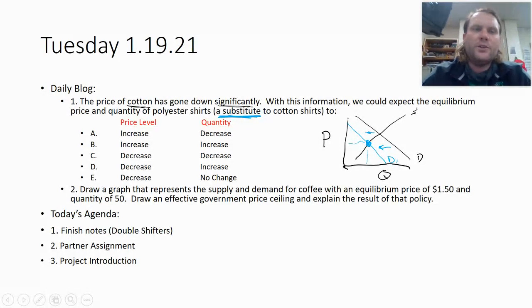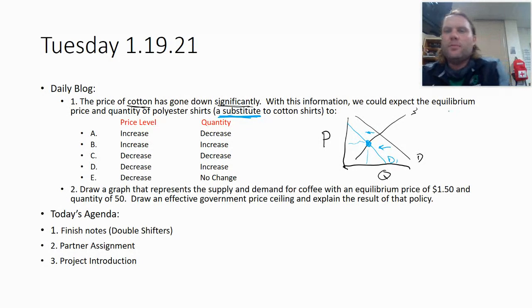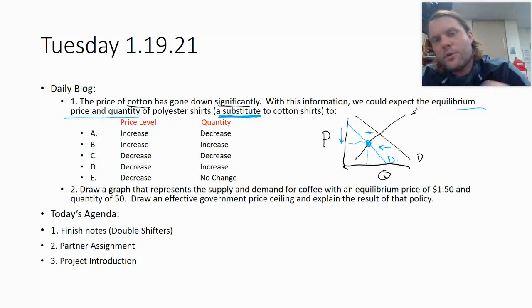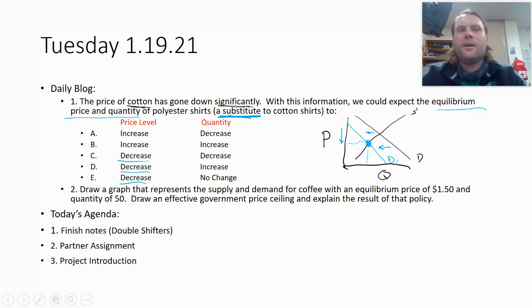The question asks you what that's going to do to the equilibrium price and quantity for polyester shirts. Well, this is why I draw the graph: I try to keep things straight. Anytime I have a decrease in demand, my price is going to go down. So now I've got price level: decrease, decrease, decrease. I've narrowed it down to three possible answers. What's going to happen to the equilibrium quantity? It's going to decrease. I'm going to match that up, and my answer is going to be C.